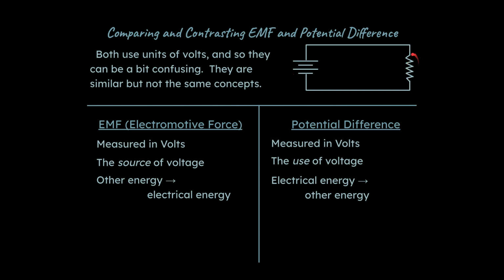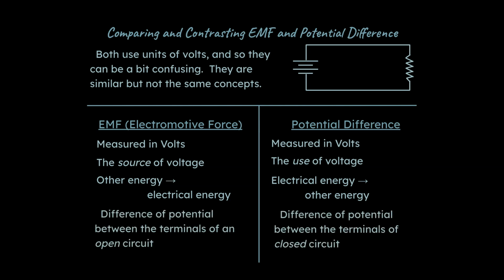Whereas this resistor over here, you can think of this as effectively converting electrical energy into other forms of energy. So a simple resistor, for instance, would convert electrical energy into heat. Or maybe this resistor is a light bulb, and so you would have this electrical energy as it goes through the circuit. Some of that energy would get converted into light energy. So that's an example of potential difference.